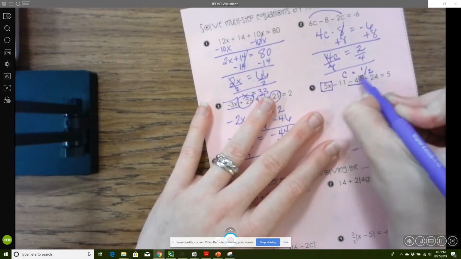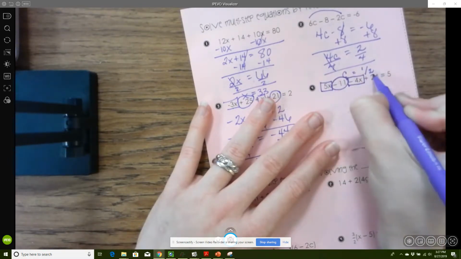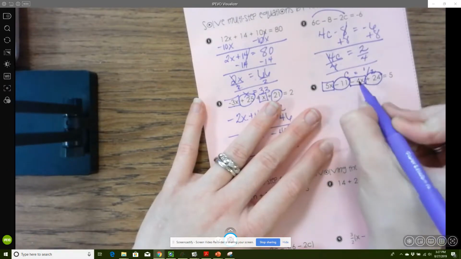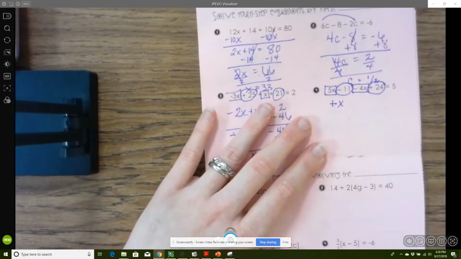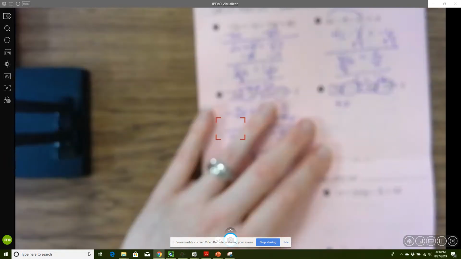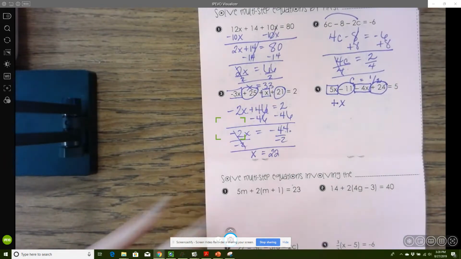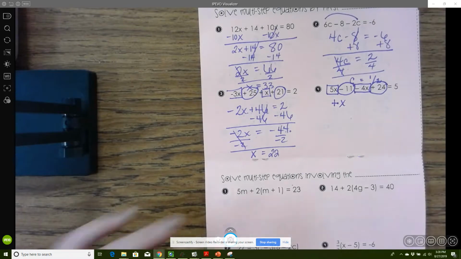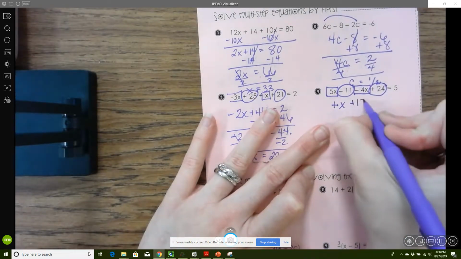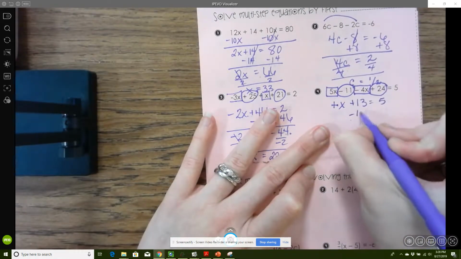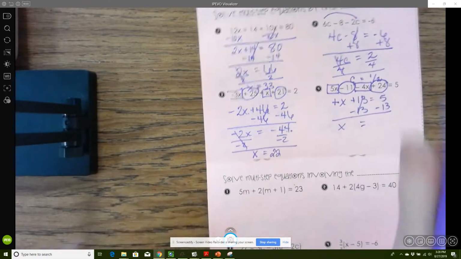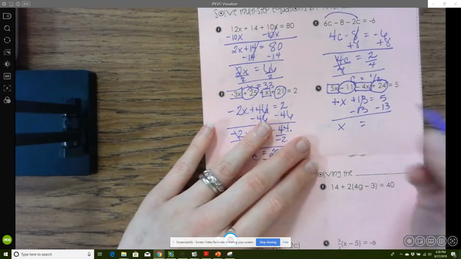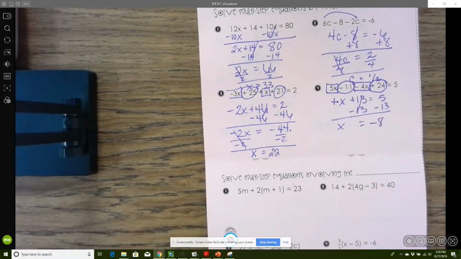All right, more like terms. So remember, keep the signs. Make sure you're watching those signs. So positive 5x and -4x is a positive x, sorry. Let me focus for you here. And then a -11 plus 24 is plus 13. So my answer is a -8.